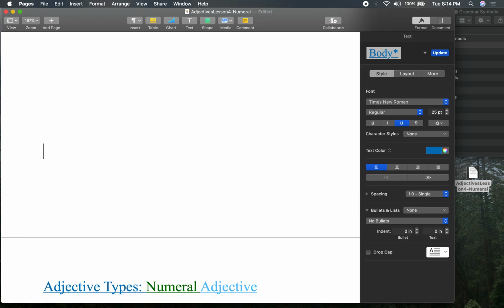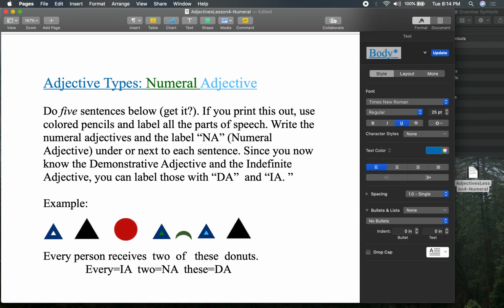All right, so what you guys see here will be your follow-up work. I will be posting this both in Google Docs and as a PDF. So do the 5 sentences below. Get it? If you print this out, use colored pencils and label all the parts of speech. Write the numeral adjectives and label them NA, numeral adjective, under or next to each sentence. Since you now know the demonstrative adjective and the indefinite adjective, you can label those with DA and IA. So here's our example. Every person receives 2 of these donuts.